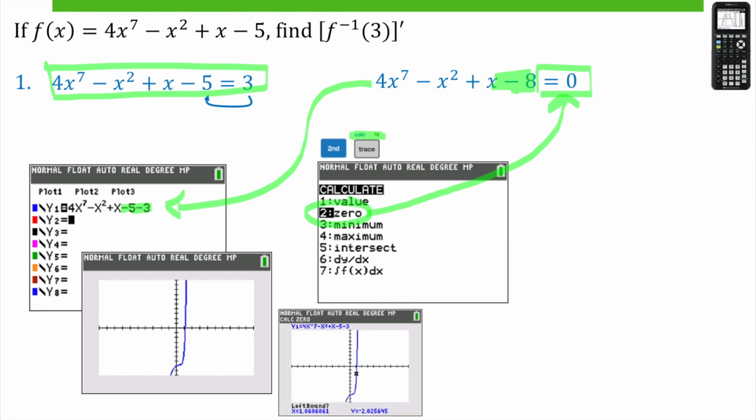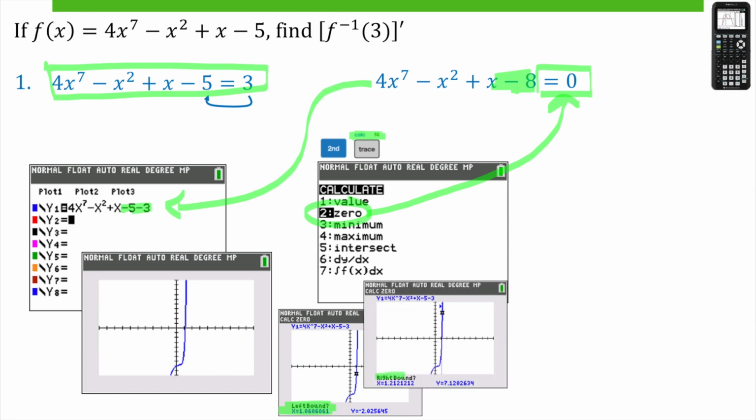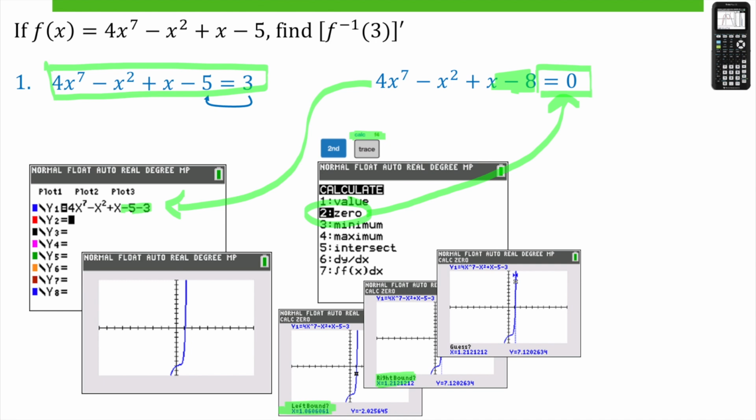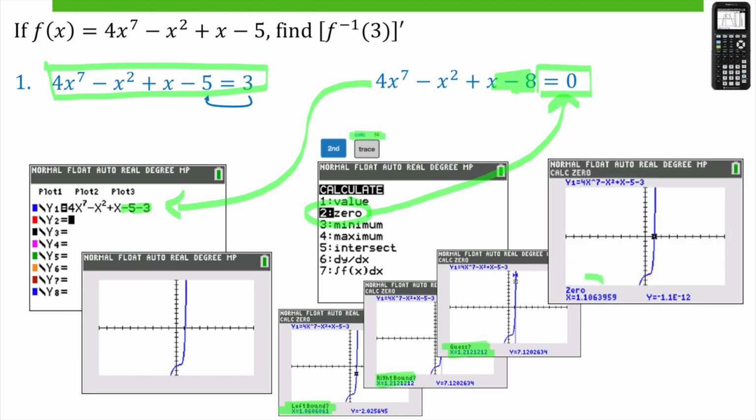So hit enter on that, and then it'll ask you for a left bound. So you put the cursor just to the left of, or maybe below in this case, the x-axis. And then you hit enter, and it'll ask you for a right bound. So put the cursor on the other side of the x-axis and hit enter. And then it'll say, do you want me to guess? And you say yes by hitting enter once again. And here we have the zero of the function, x equals 1.1063959.